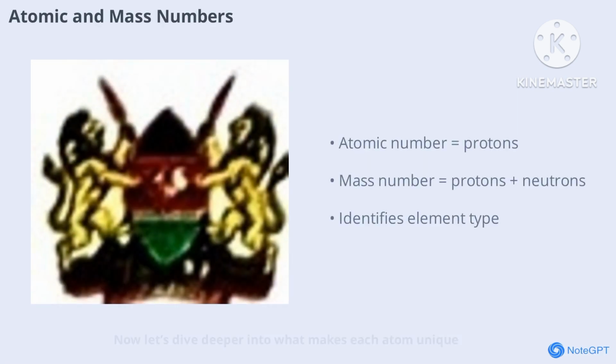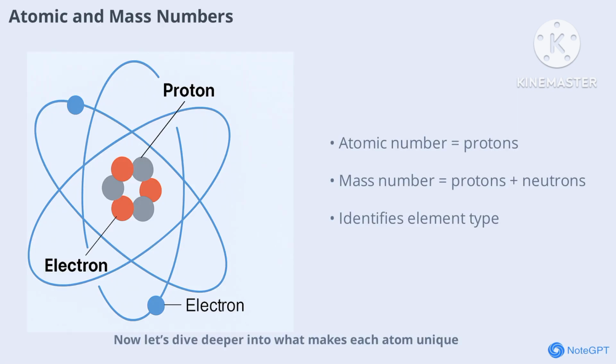Now let's dive deeper into what makes each atom unique: the atomic number and the mass number. The atomic number is simply the number of protons found in the nucleus of an atom. For example, every hydrogen atom has one proton, so its atomic number is 1. The mass number, on the other hand, is the total number of protons and neutrons in the nucleus. Neutrons add mass but no charge, while protons add both mass and a positive charge.